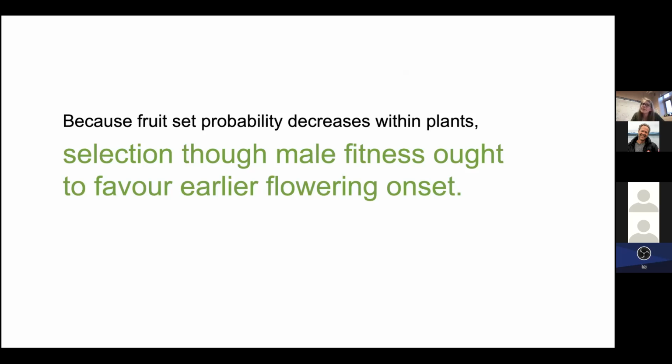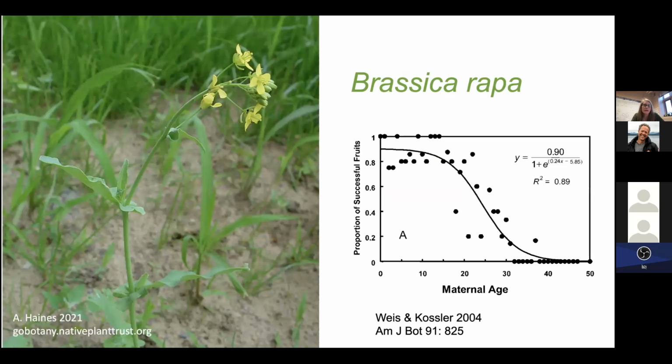We tested this prediction in some experimental gardens of the model plant Brassica rapa. Brassica rapa was a good species to work with for a number of reasons, but the one I'll just point out to you here is that this species was previously reported to exhibit the required decline in fruit set probability from first to last flowers.